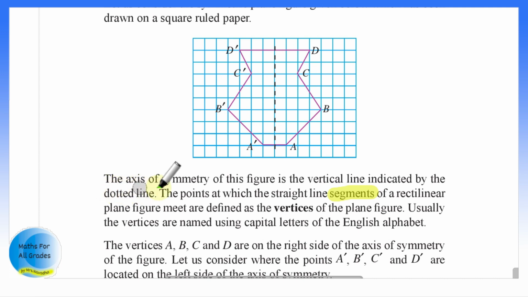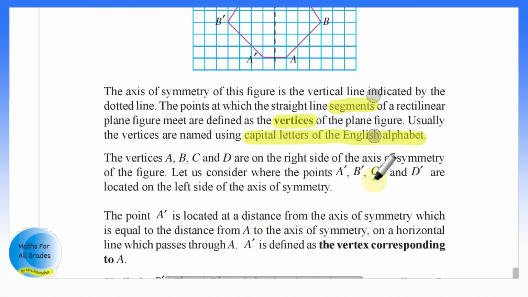You can see here the axis of symmetry of this figure is the vertical line indicated by the dotted line. This is the axis of symmetry. The points at which the straight line segments of a rectilinear plane figure meet are defined as the vertices of the plane figure. Usually the vertices are named using capital letters of the English alphabet. So you know what vertices are, and also you know we name vertices using capital letters of the English alphabet. Let's read the second paragraph.